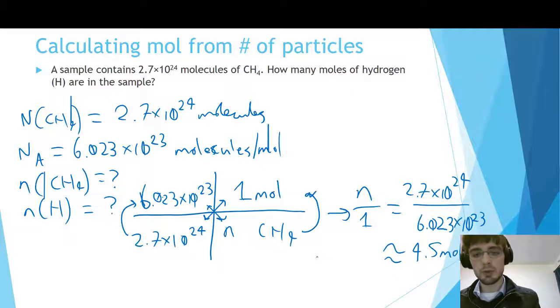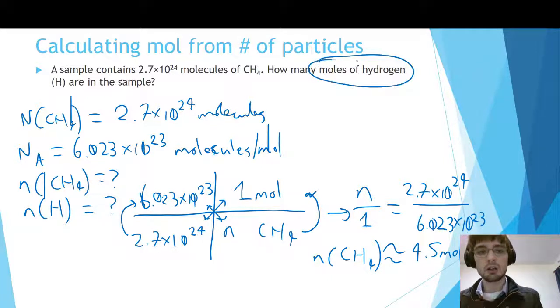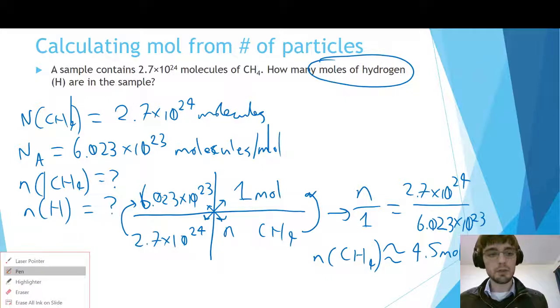And always make sure you write down what you're finding. So I've got the amount of methane here. I haven't actually completely answered the question yet, because the question has asked how many moles of hydrogen as opposed to moles of methane. So for this, I'm going to remember that it's 4.5 mole.